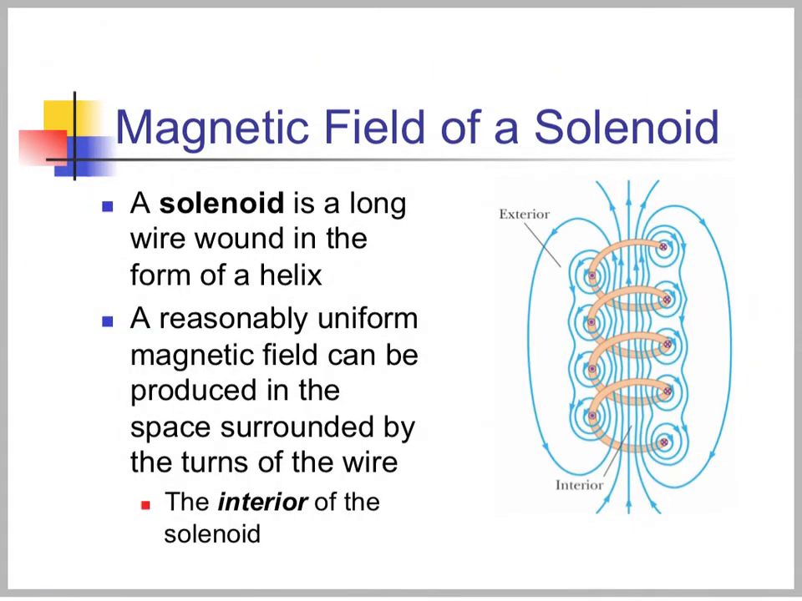We can also look at a solenoid. A solenoid is a long wire that's wound in the form of a helix. And a reasonably uniform magnetic field can be produced in the space surrounded by the turns of the wire, or the interior of the solenoid. Around the wires it gets a little bumpy, but in the center it's fairly uniform. And this uniformity increases the tighter I get my coils.